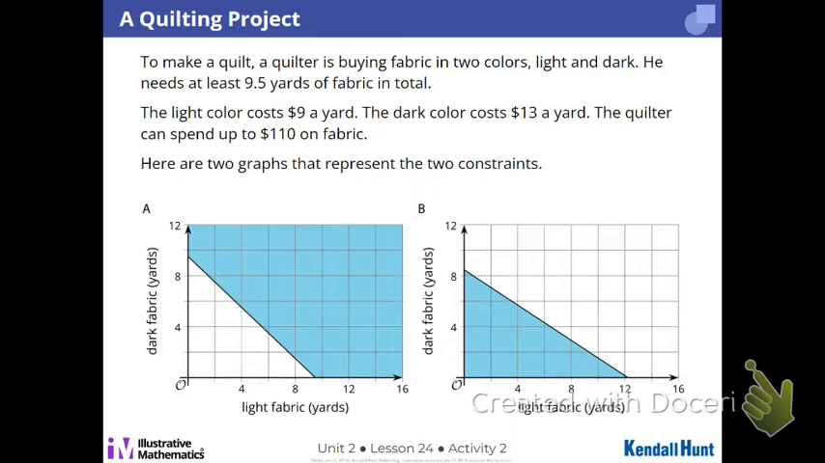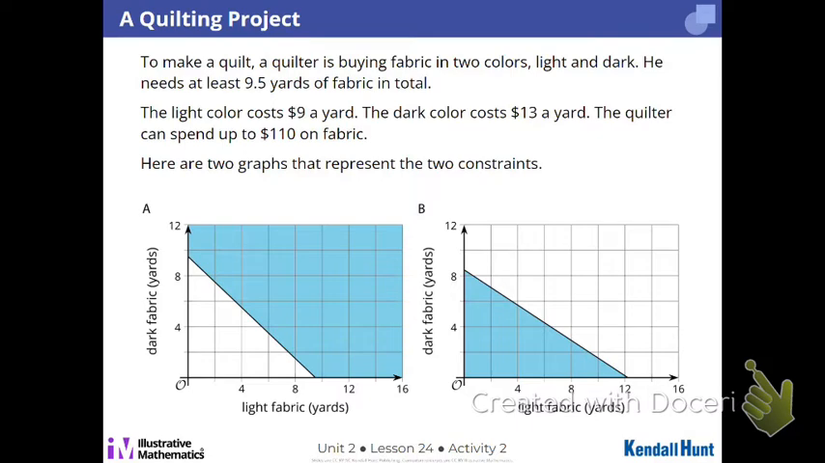The first constraint is that you're buying light and dark colors, and you need at least 9.5 yards of fabric. When you buy fabric, it comes in yards, okay? You also have a budget constraint. You can't just spend all your money on quilts. You can only spend up to $110 on your fabric.